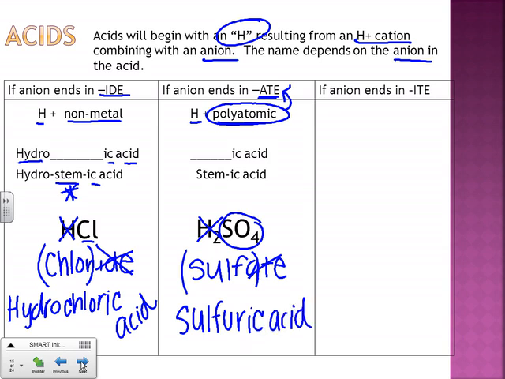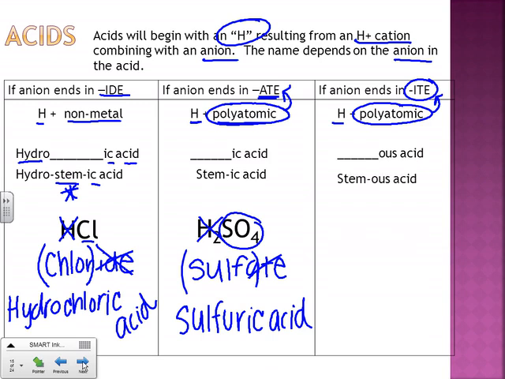And lastly, if the anion ends in ITE, that's actually going to be another one where there's an H to a polyatomic ion. However, the polyatomic ion ends in ITE instead of ATE. So the base for this name has an OUS acid at the end. So we take the stem of the anion and add OUS acid.